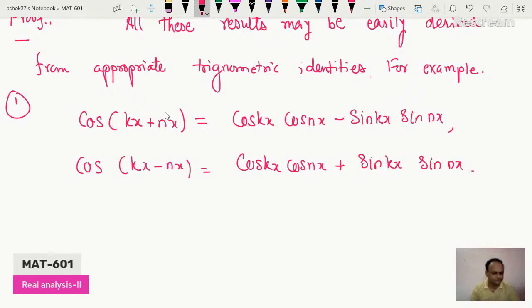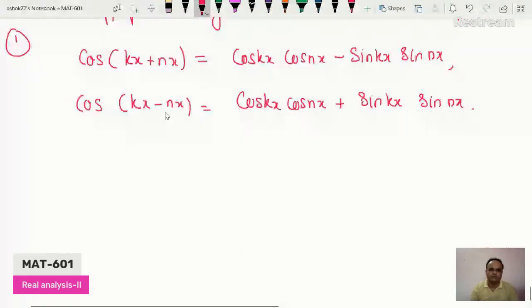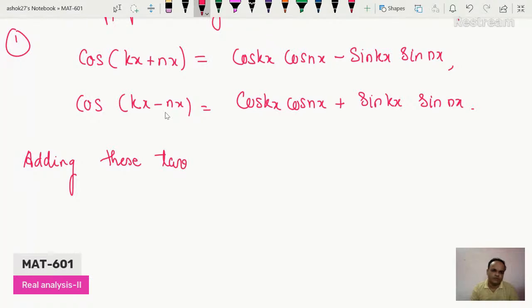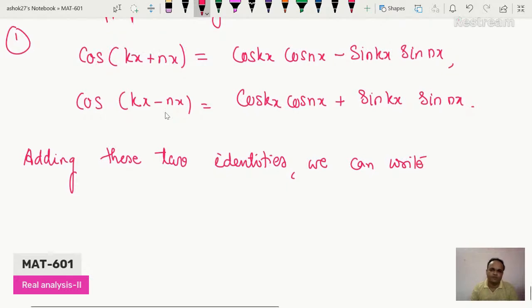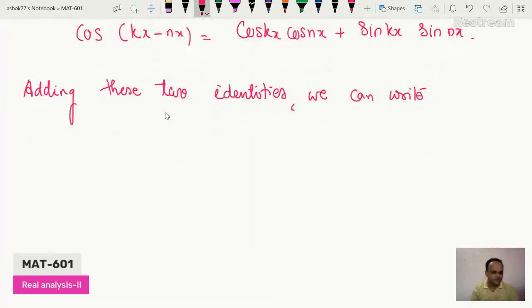So let us see. If you add these two identities, what will we get? Adding these two identities, we can write.